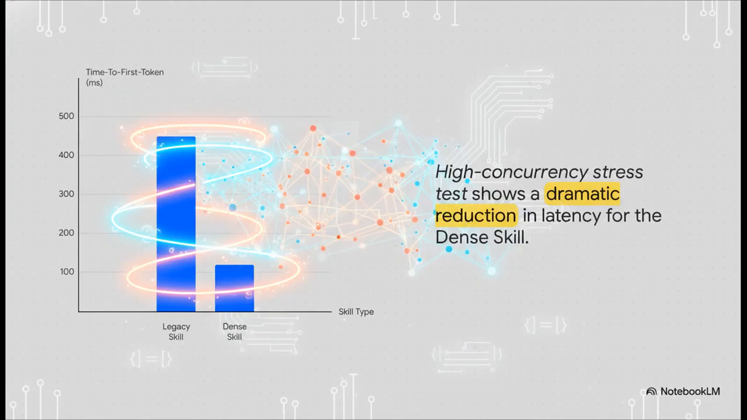What you're looking at is a high concurrency stress test. We're pitting the legacy skill against the dense skill. And that difference in latency, look at the time to first token. It is absolutely dramatic. This isn't theoretical. This is the kind of real-world performance impact you should be aiming for.